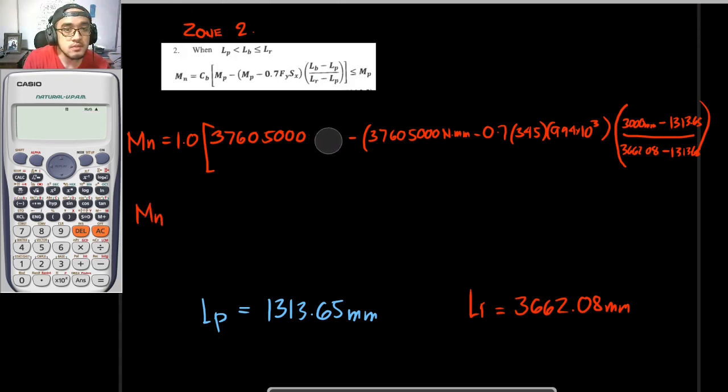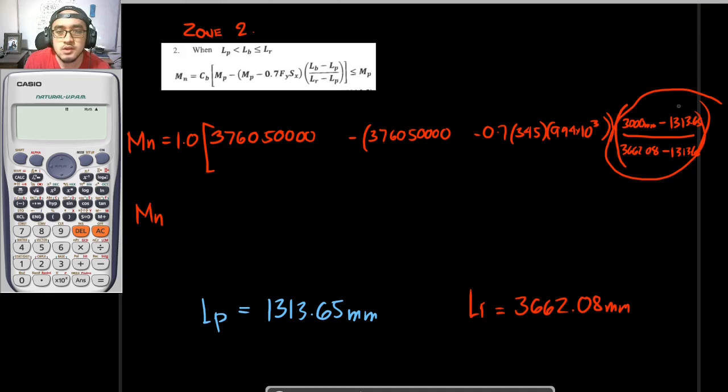Oops, by the way guys, we have a correction here. This should be 376050000, as well as this. We are missing a zero there. Then, okay, are we good to go? Oh, by the way, we should have another parenthesis here. So this value right here should be multiplied by this right here, and this is the closing bracket.